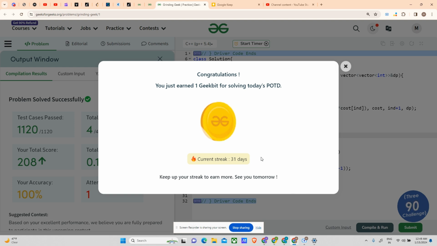And you can see that we have completed 31 days of a streak, so it is actually a month. And I would like to celebrate my 1 month journey on YouTube also. I started my journey on 15 December only, and today is 15 January. And I actually cherish the love from you guys, and thank you very much for supporting me.